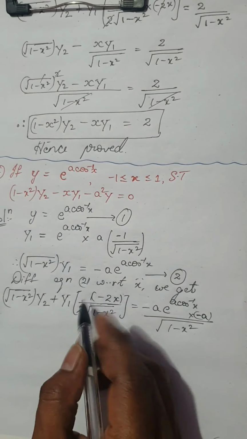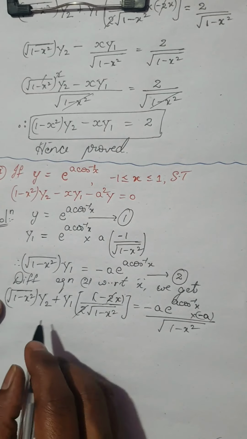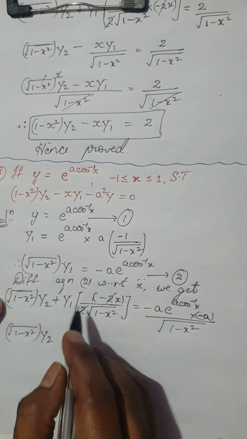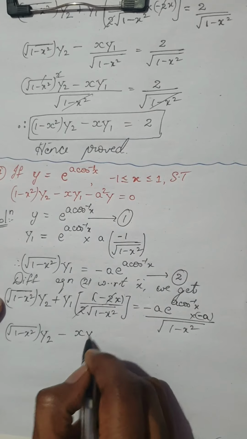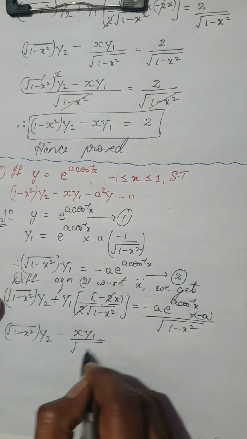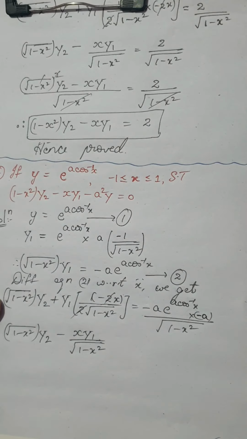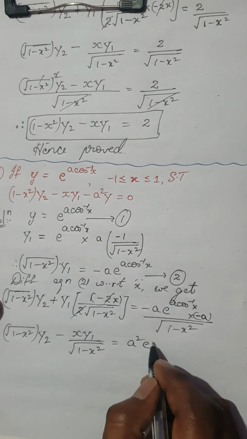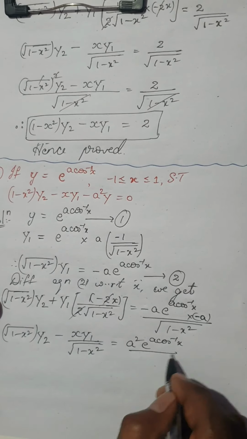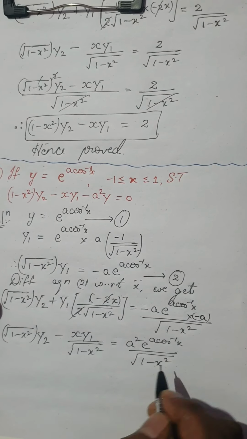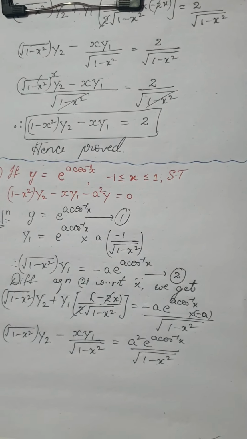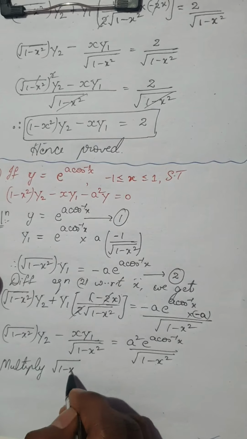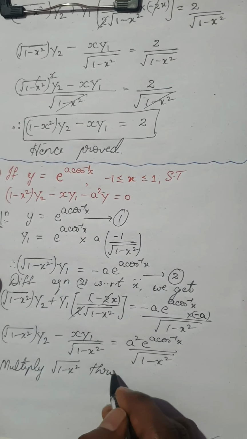Is it clear? Now here on the left hand side, I'm going to cancel 2 and 2. So I just have root of 1 minus x square into y2, plus of minus is minus x into y1 divided by root of 1 minus x square. So this is nothing but, minus a into minus a will give me plus a square into e power a cos inverse x divided by root of 1 minus x square. Okay, so what we are going to do is multiply root of 1 minus x square throughout.